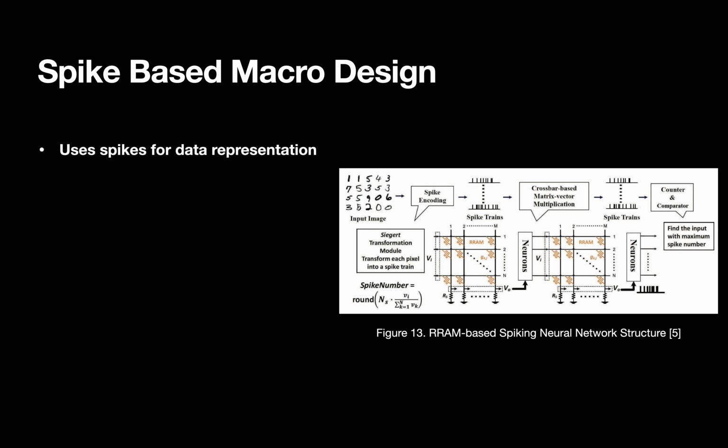Motivated by the limitation of level sense amplifier-based design in voltage representation of data, spikes are used to represent the data. During computation, the RRAM array performs vector matrix multiplication, and the circuit converts the output current to spikes.